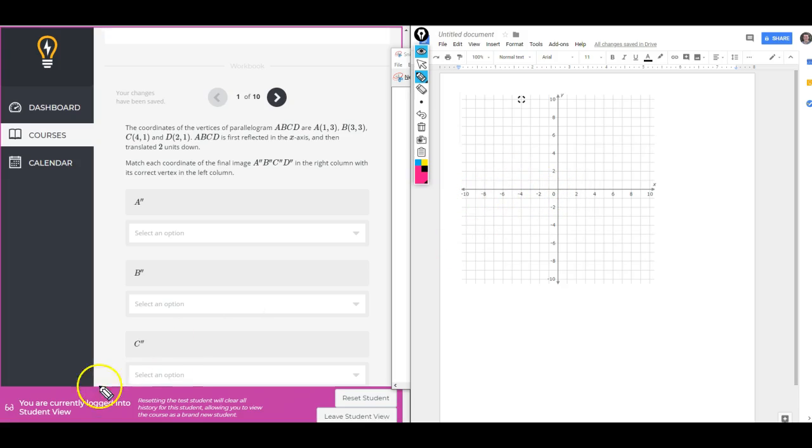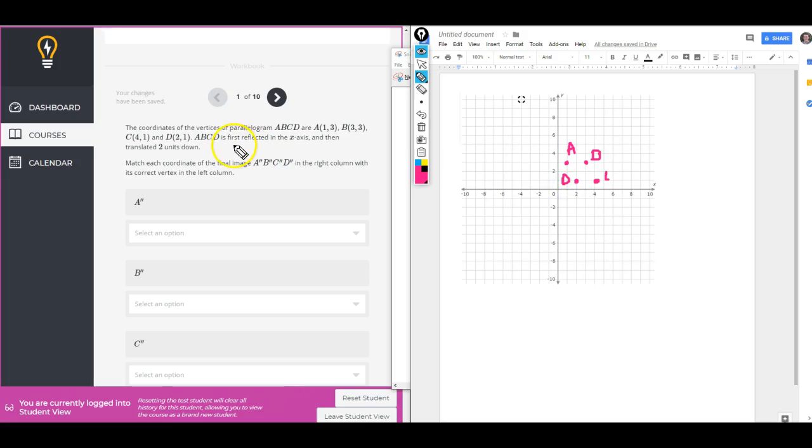So I would have A(1, 3). I would first start off by plotting the points. So A is at 1, 3. So here's A. B is at 3, 3. C is at 4, 1. And D is at 2, 1.